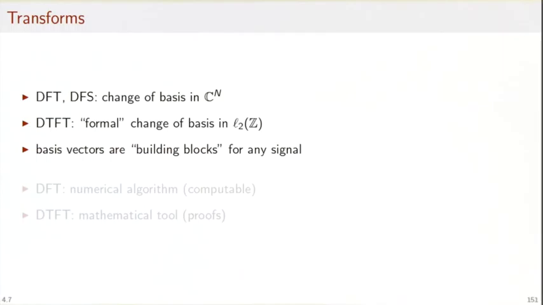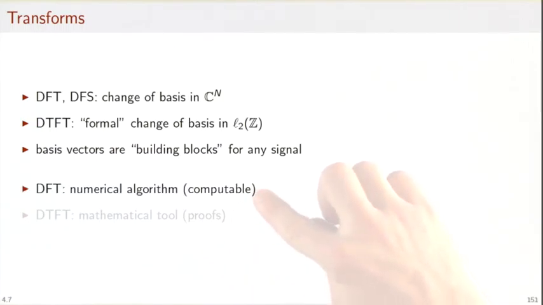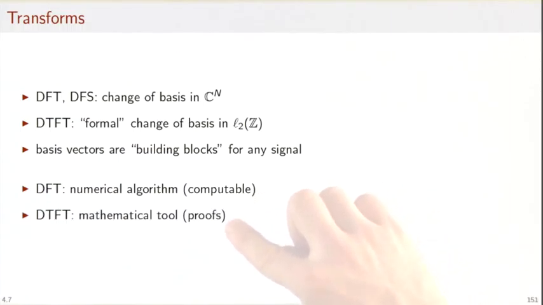The DFT and the DTFT are really two sides of the same coin. The DFT leads to numerical algorithms, it's essentially linear algebra, and we can derive fast algorithms based on this formalism. The DTFT is more of a mathematical tool. It comes in handy when we want to make proofs and to see properties of Fourier transforms.